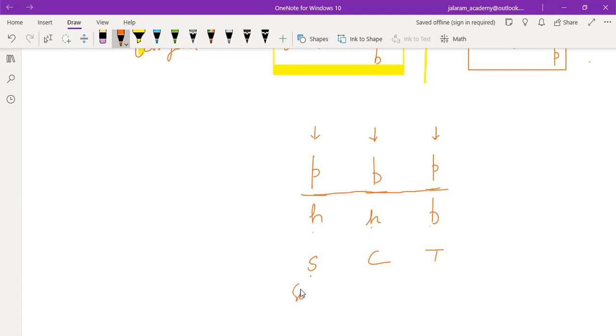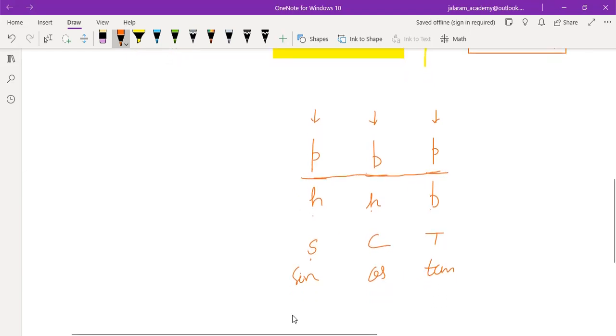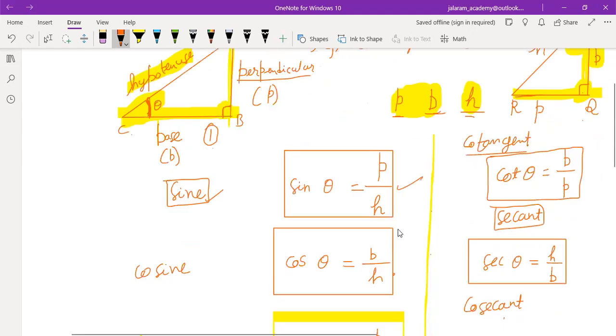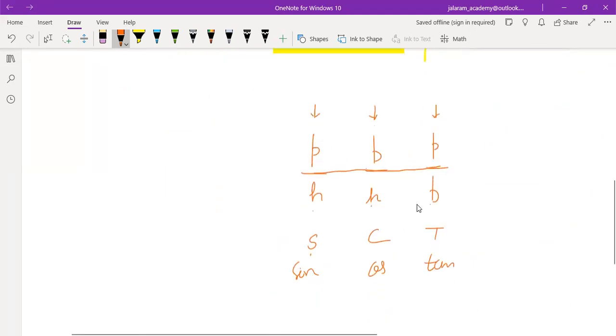S for sin, C for cos, and T for tan. So the first ratio, sin theta equals perpendicular upon hypotenuse. Pandit Badri Prasad, Har Har Bole, Sona Chandi Tole. Sin theta equals perpendicular upon hypotenuse. Cos theta equals base upon hypotenuse. Tan theta equals perpendicular upon base. So we can learn it by this technique.